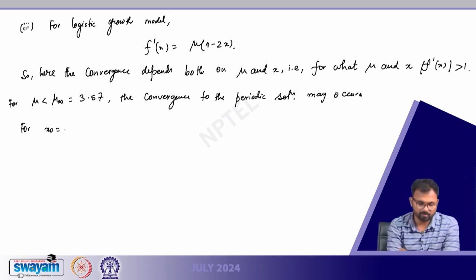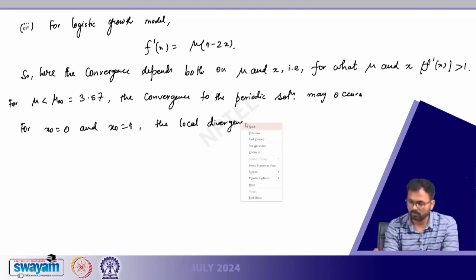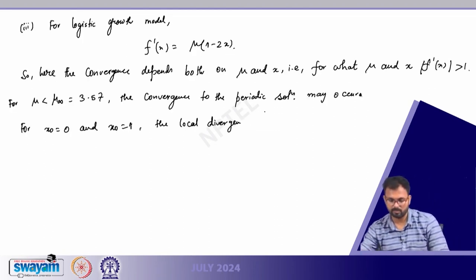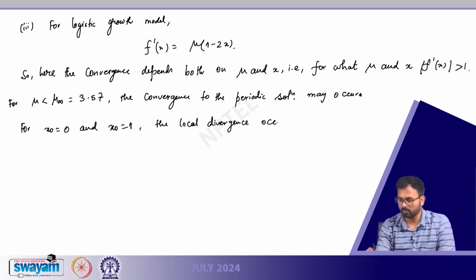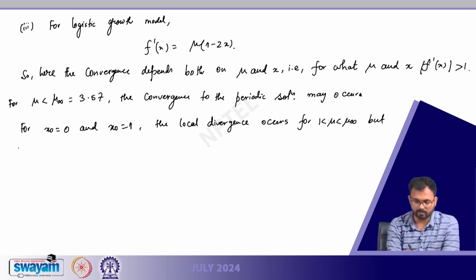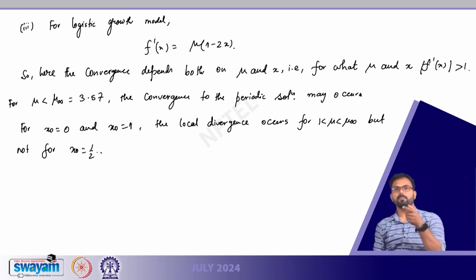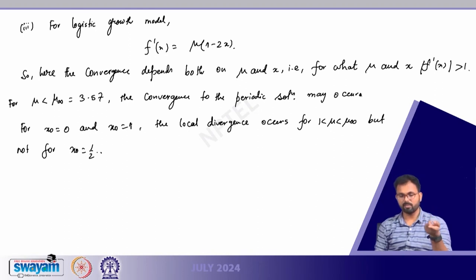For x0 equals 0 and x0 equals 1, the local divergence occurs for 1 less than mu, but not for x0 equals half, right? So it depends upon which point we are starting, right? If we start from x0 equals 0 or x0 equals 1, then it gives you the local divergence property. But if you start at x0 equals half, in that small neighborhood, the solution will be convergent in a way.